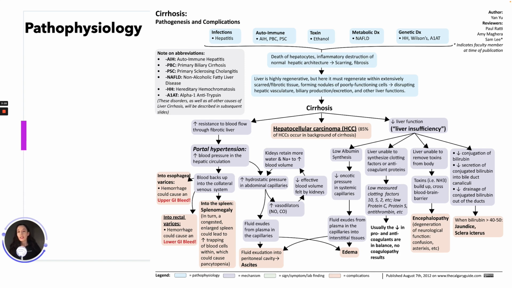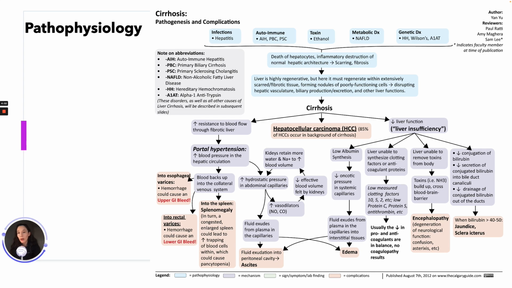We can see all these different causes, which cause death of the hepatocytes, inflammation, and destruction of normal hepatic structure, which causes scarring and fibrosis. There's some more information there you can read if you want, but I'm not going to spend too much time in this chart, but that leads to cirrhosis. And then you can see different signs and symptoms. Increased resistance to blood flow through the liver leads to portal hypertension and blood backs up. And then you're going to see these different types of things.